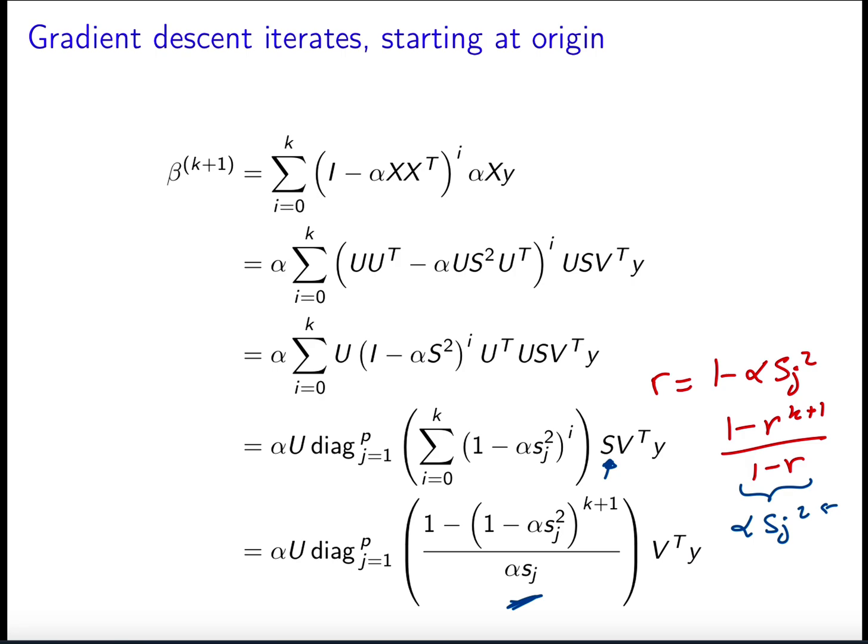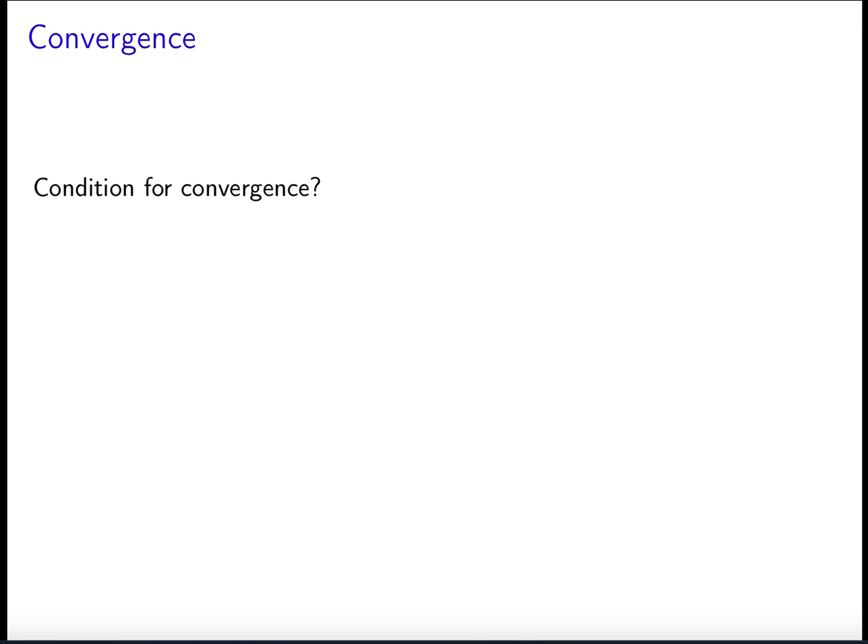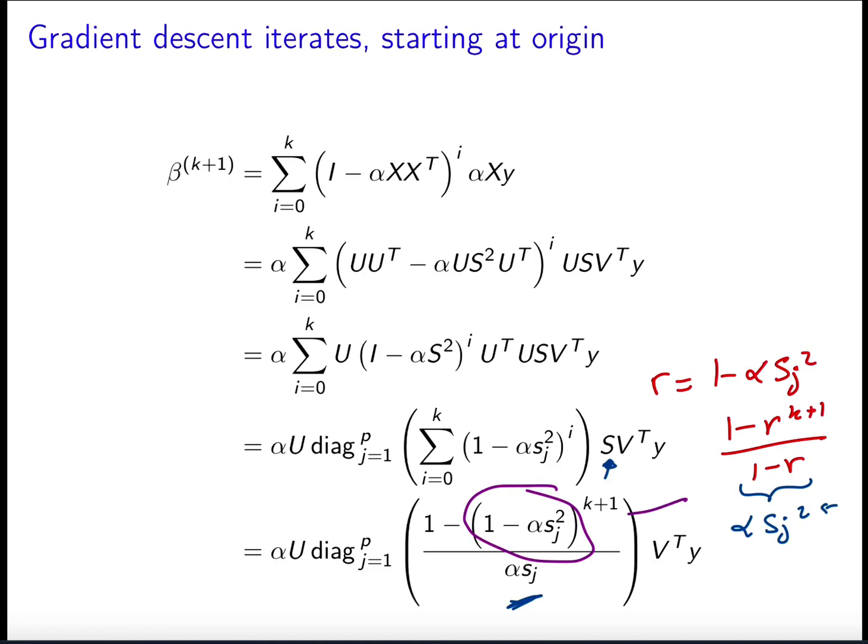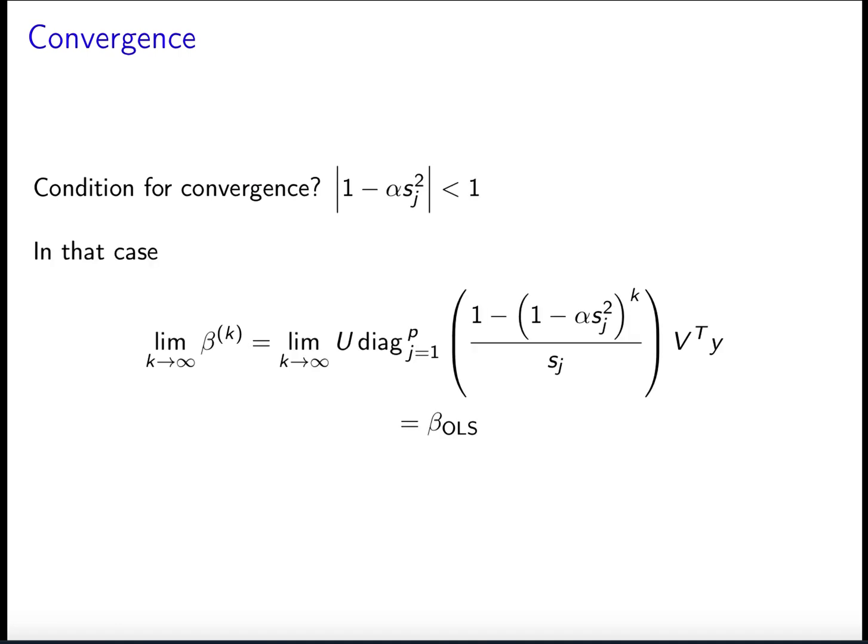And now again, we're going to have that this converges to just 1 over alpha sj if basically this is smaller than 1. Okay, the absolute value of that. So I already gave this away. Sorry about that. I should have actually asked you so that you thought a little bit about it. But what's the condition for convergence here? To converge to a specific value so that this doesn't blow up. The condition is that this guy has absolute value smaller than 1. And in that case, this is going to disappear, okay?